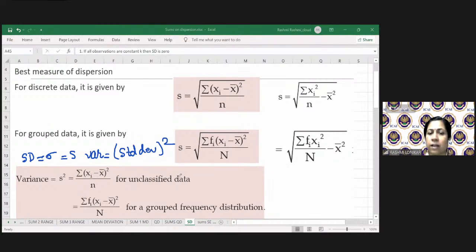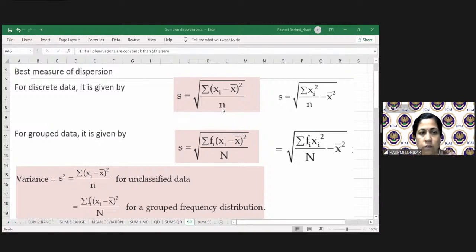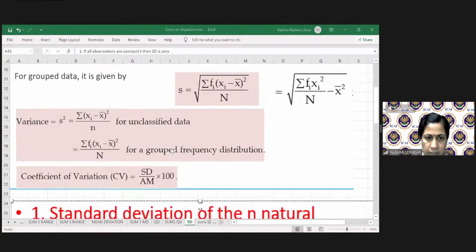Okay, for unclassified data and for classified data it is summation f x minus x bar whole square upon n. ये कौन सा फॉर्मूला यूज करना है आपकी चॉइस है, जो आपको सही लगे वो वाला फॉर्मूला आप यूज कर सकते हैं। ठीक है, so for discrete data, for group data, these are the formula.